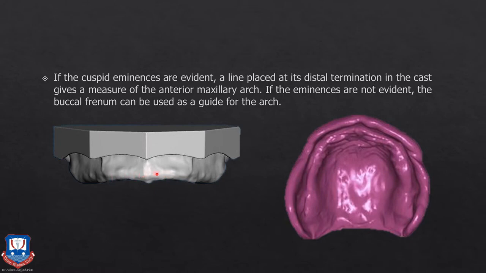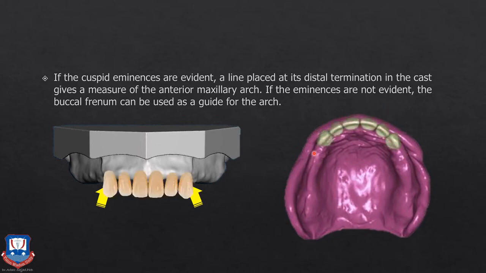Or else if the canine prominence is not there, the patient generally will have buccal frenums on either side, so we can use the buccal frenum as a reference for measuring the width of the anterior teeth. Usually the buccal frenum will lie just distal to the maxillary canine, so this serves as a good reliable reference for the selection of the anterior teeth, as you can see over here. So we can arrange the teeth according to this information.